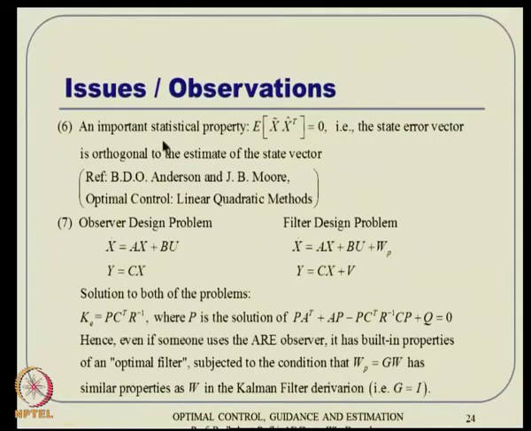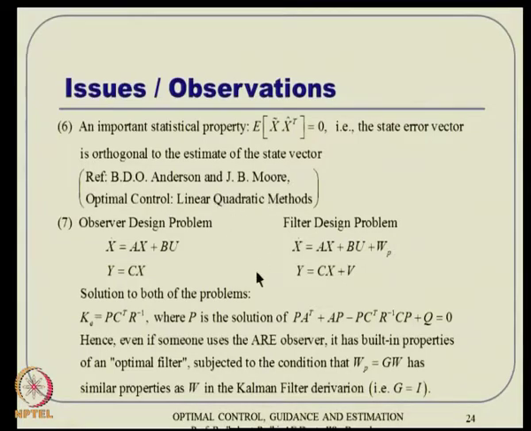Another important statistical property is that the expected value of x tilde transpose should be 0. That means the state and the error vector. Remember, this is the estimated state, this is the estimated error. So the error vector is orthogonal to the estimate of the state vector. You can understand this in more detail.